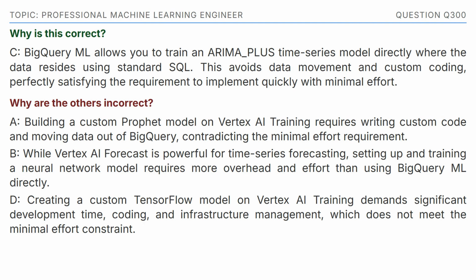Why are the others incorrect? A. Building a custom profit model on Vertex AI training requires writing custom code and moving data out of BigQuery, contradicting the minimal effort requirement. B. While Vertex AI Forecast is powerful for time series forecasting, setting up and training a neural network model requires more overhead and effort than using BigQuery ML directly. D. Creating a custom TensorFlow model on Vertex AI training demands significant development time, coding, and infrastructure management, which does not meet the minimal effort constraint.